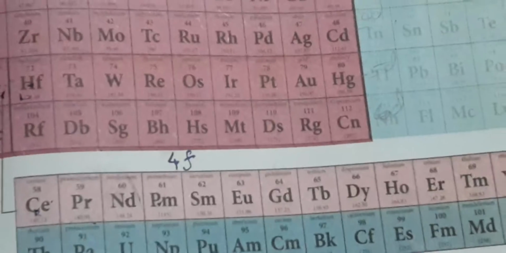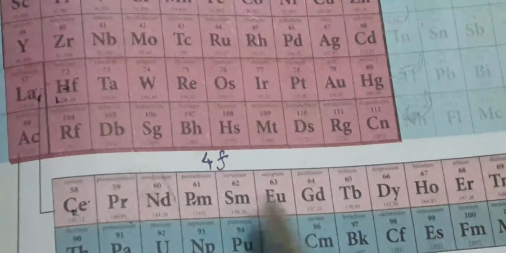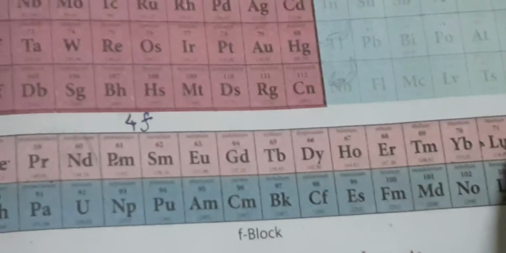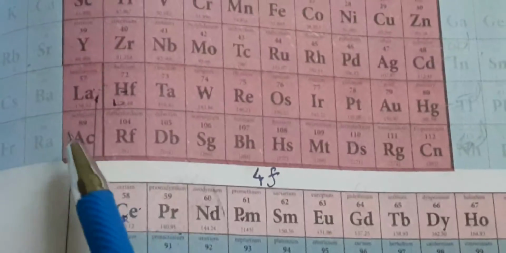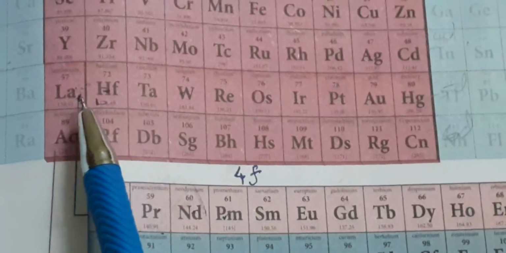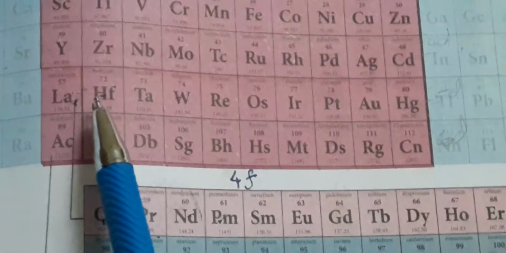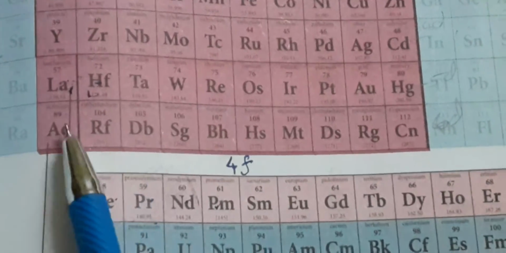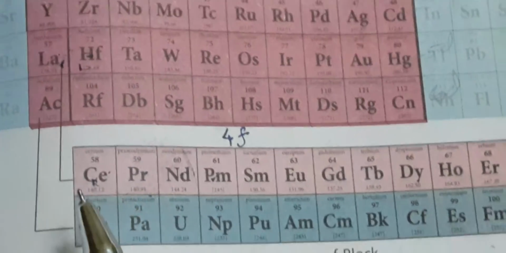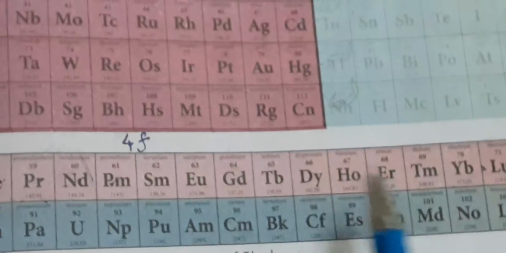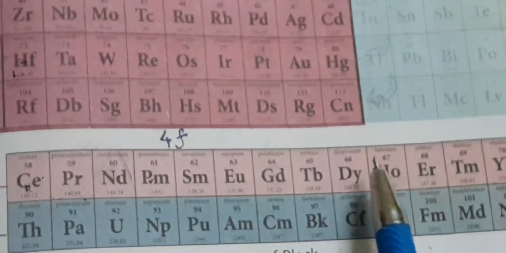So they have similar properties. Okay, these 14 elements have similar physical and chemical properties. If we place these elements here, it will not be suitable. Okay, D block element la kondu F block element வைக்க முடியாது. That's why they give a separate position for these lanthanoids, that is below the periodic table.